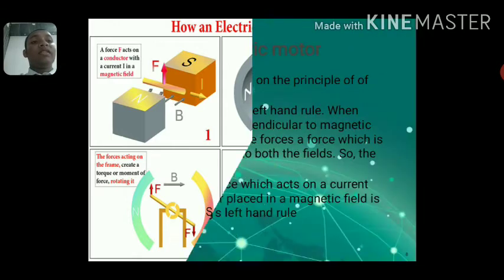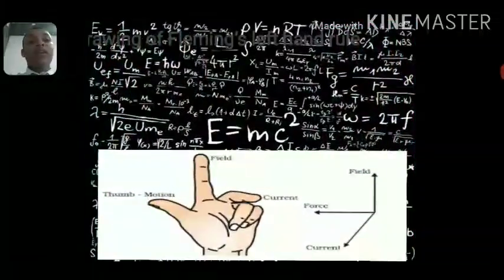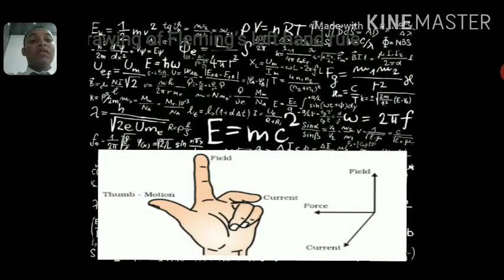Okay, let's see next. Again, the principle of the electric motor. A DC motor also works on the principle of Fleming's left hand rule. According to Fleming's left hand rule, when current is perpendicular to a magnetic field, the coil experiences a force which is mutually perpendicular to both the field and the current, so the coil will rotate. The direction of the force which acts on a current carrying conductor placed in a magnetic field is given by Fleming's left hand rule. So from here we know that the electric motor also works on Fleming's left hand rule.